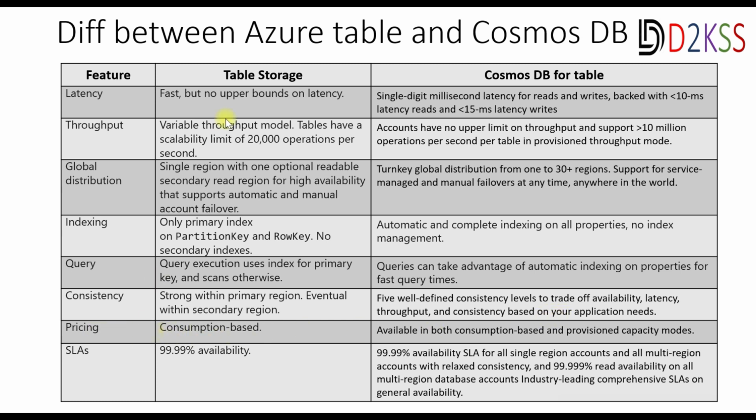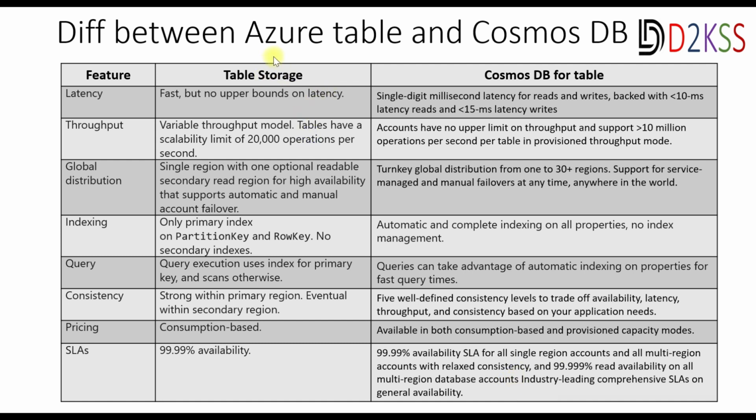And pricing. Table storage supports consumption-based pricing, so you pay for how much you use the operations. Cosmos DB supports consumption-based and provisioned capacity modes. For the SLA, Table storage is 99% availability. The Cosmos DB table will support 99.99% for multi-region accounts. So that is for a single region account, and this is for the multi-region account.